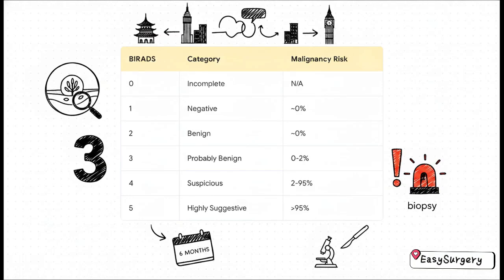A score of 0 means the scan is incomplete, like if you accidentally did a mammogram on a very dense 25-year-old breast. Scores 1 and 2? Totally clear. A score of 3 means probably benign and usually just needs a quick follow-up in 6 months. But any score of 4 or 5 triggers an immediate red flag. It is suspicious or highly suggestive of malignancy. That means it is time to move straight to a biopsy.